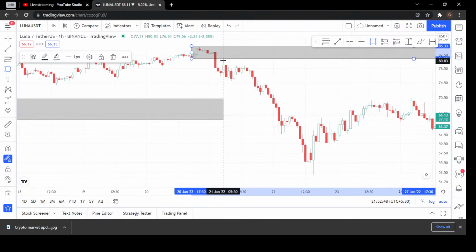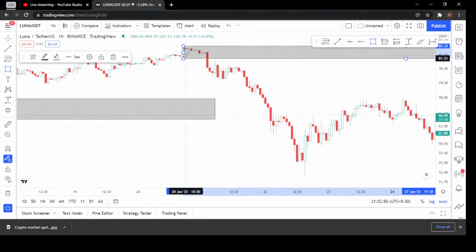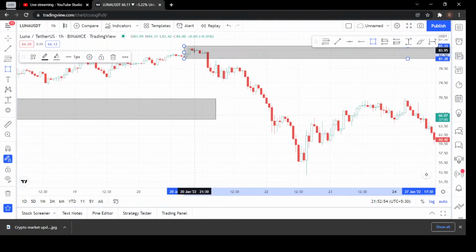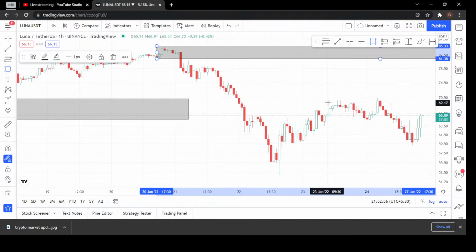It did not. You would have missed the entry if you found this as an order block. But that's a part of the game. You will miss some entries. You will miss some exits, and then it starts going down. What happens next? Now, if you are bullish.